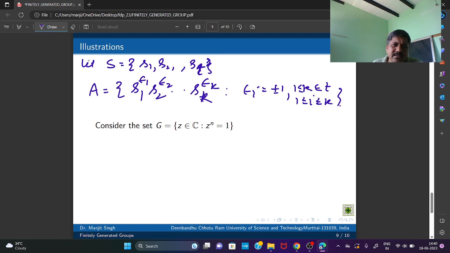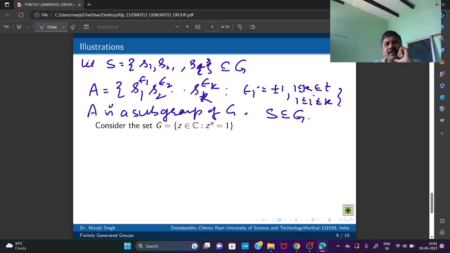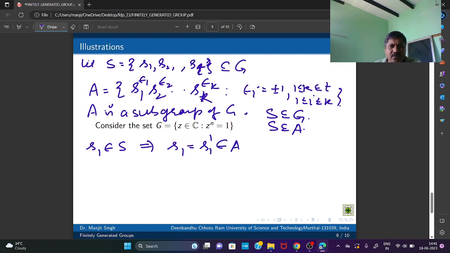First, this is a subset of G, and we can prove that A is a subgroup of G. First of all, it can be shown that S is contained in G and S is also contained in A. In fact, s1 belongs to S implies that s1 has the representation s1 to the 1, so it belongs to A. For each i, si can be written as si to the 1, so it is in A. It is a finite representation of such a type, so A is non-empty.